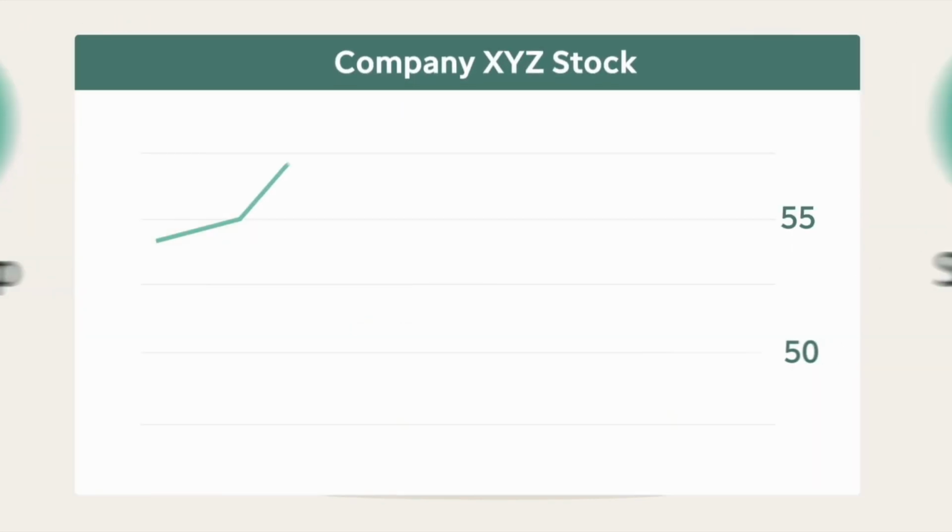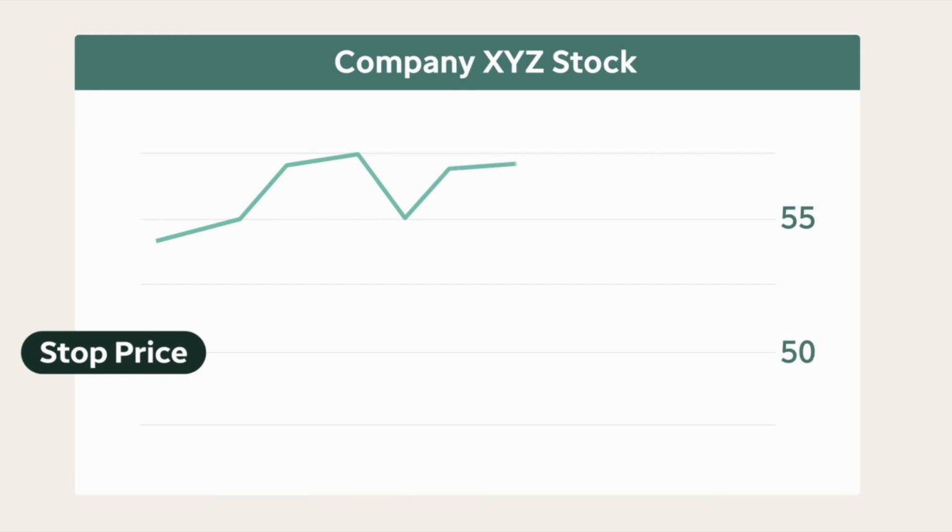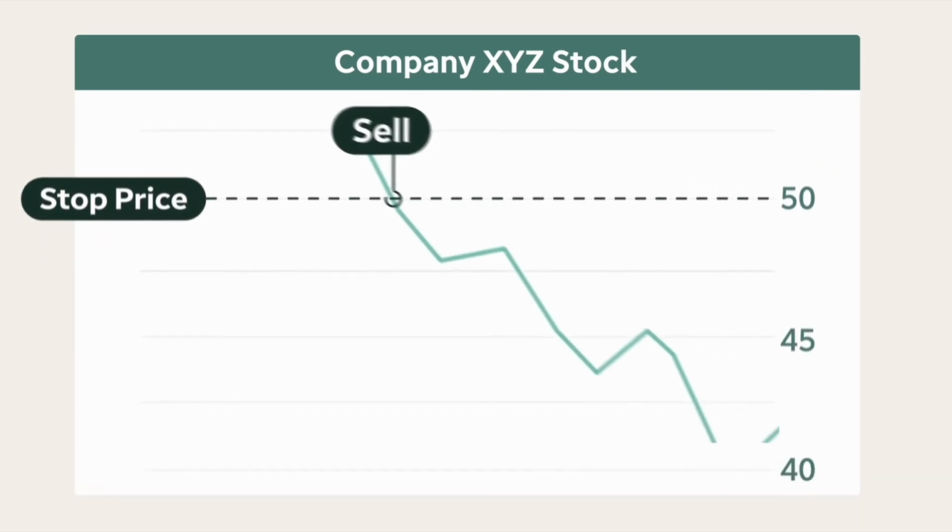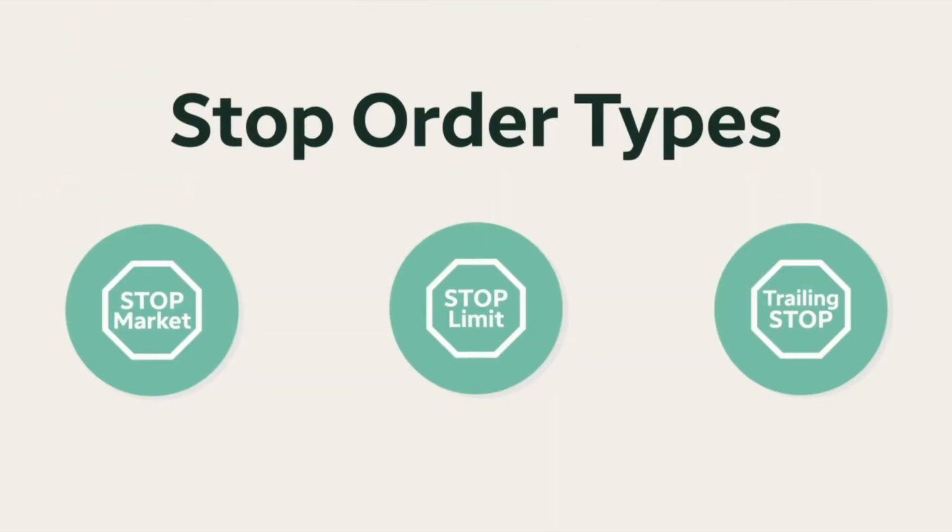For example, an investor might set a sell-stop order on a stock she owns, specifying that if the stock falls to a certain price or lower, it'll trigger an order to sell the stock at the next available market price. This could possibly prevent more serious losses by getting out before the stock falls too far. There are 3 types of stop orders: stop market, stop limit, and trailing stop.